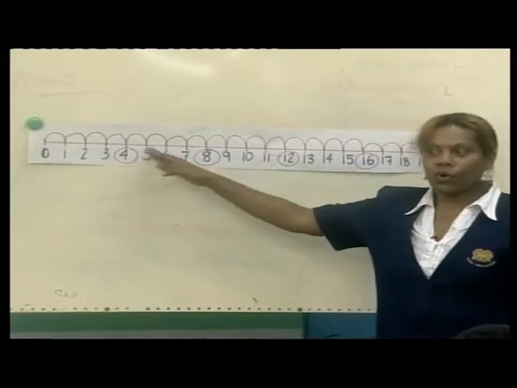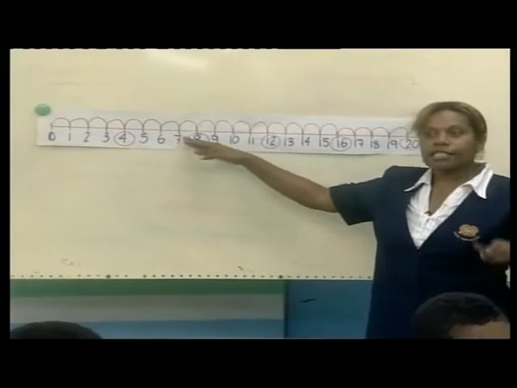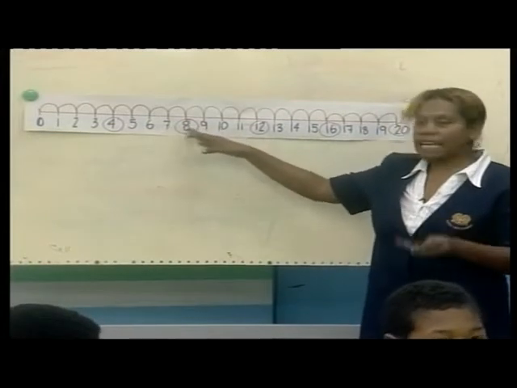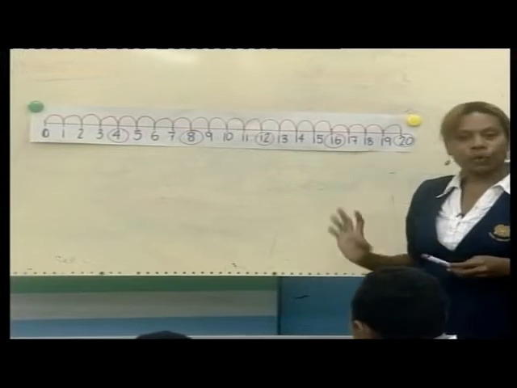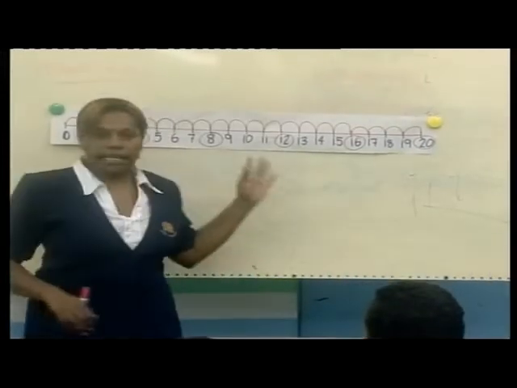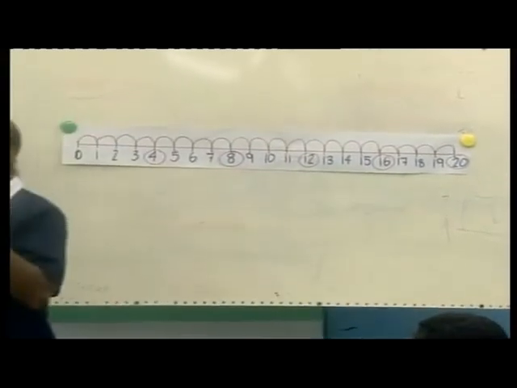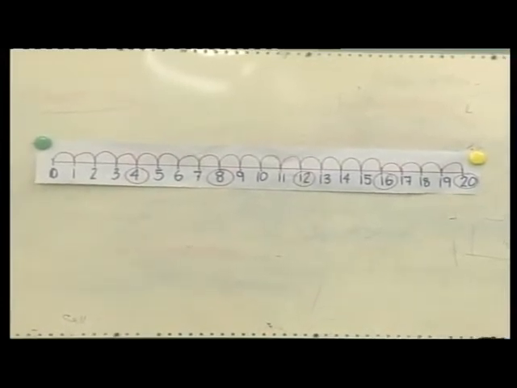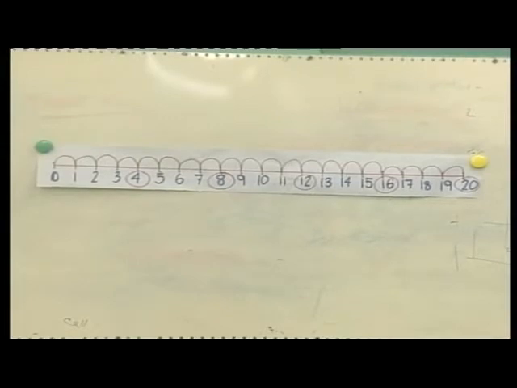Okay, so 0 plus 4 is 4. 4 plus 4, you move 4 places, you add 4. Yes, class, 4 plus 4 is 8. 8 plus 4 is 12. 12 plus 4 is 16. 16 plus 4 is 20. So a pattern here is that each time you add 4. You move 4 places, add 4. Okay. Very good, students and class.